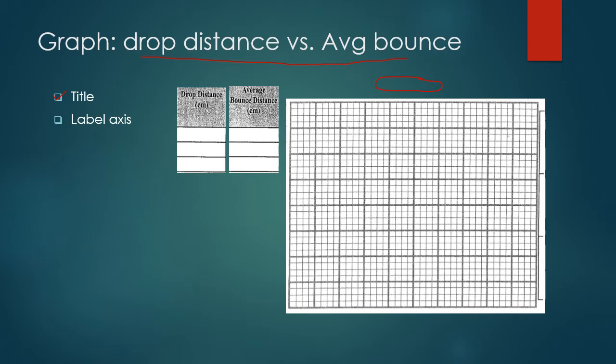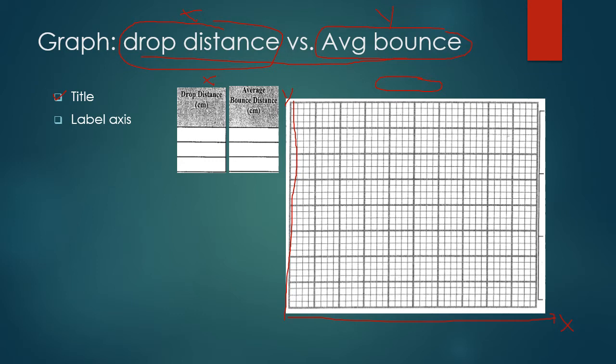Next, you want to label the axes. So this horizontal axis is the x-axis. This vertical one, kind of going off here, is the y-axis. Okay, and I don't mean label them x and y. What I mean is label them with either drop distance or average bounce distance. I need to know what you're plotting on that axis. So for this particular graph, drop distance is going to be the x-axis. The average bounce distance is going to be the y-axis.